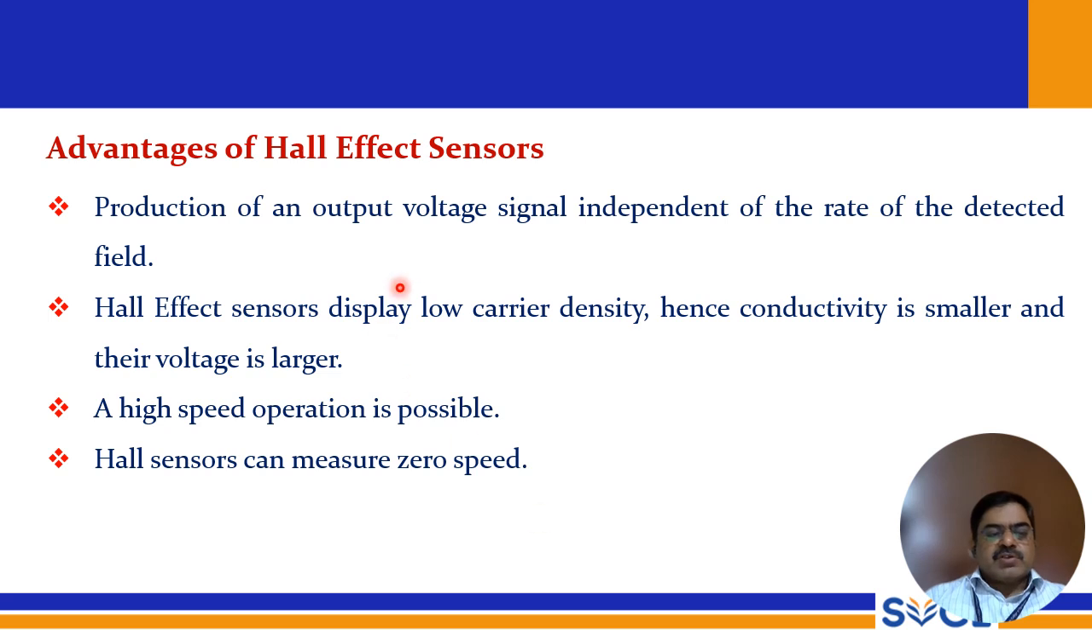Advantages: production of a high output voltage signal independent of the rate of the detected field. Hall effect sensors display low carrier density, hence conductivity is smaller and their voltage is larger. High speed operation is possible. Hall sensors can measure zero speed also.